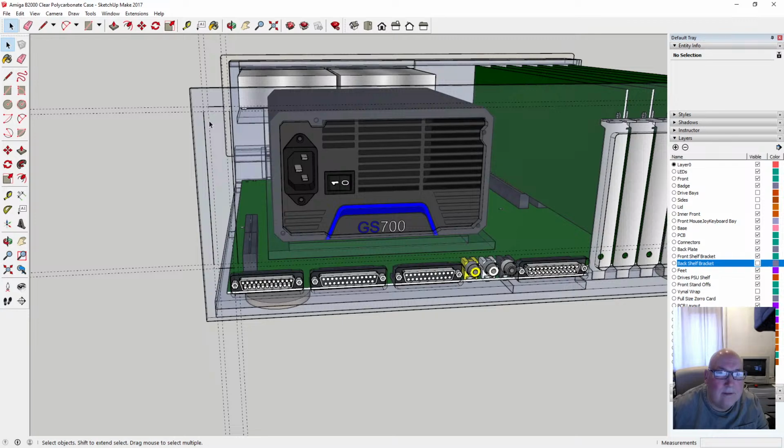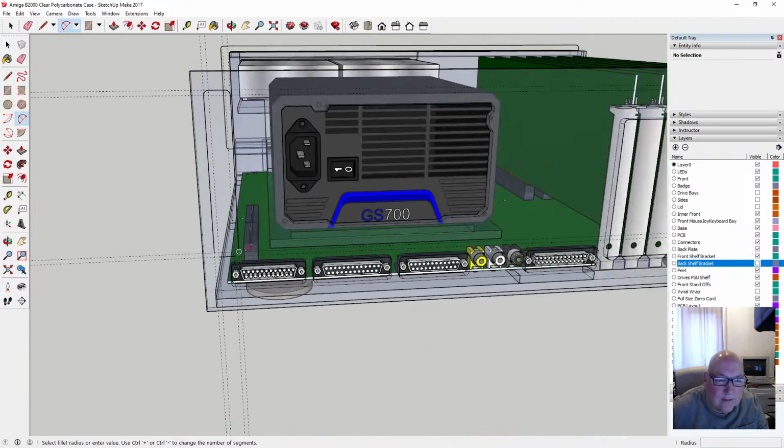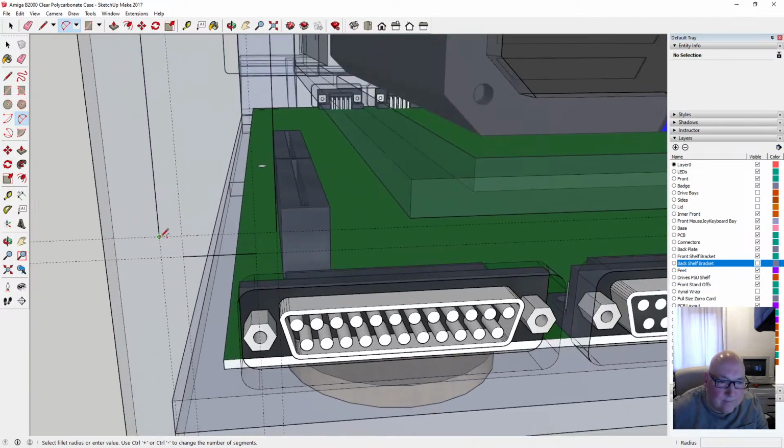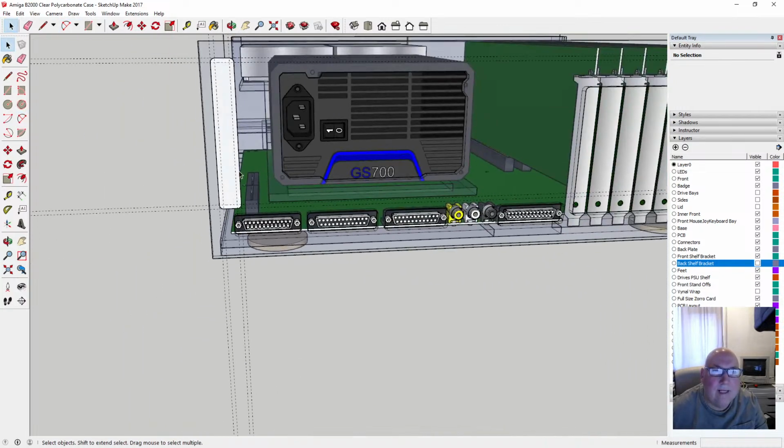Right, we'll zoom in a bit. Difficult to see. They're nice curves. Okay, so we've got our panel. It's not in the right position compared to the motherboard, so we're going to have a look at that next.